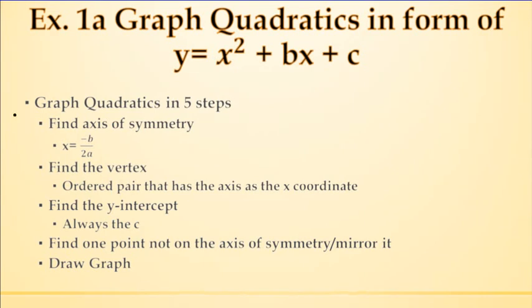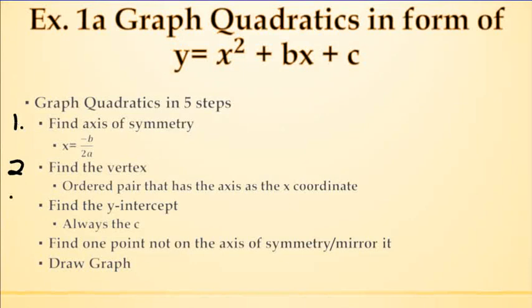Step 1 is to find the axis of symmetry. You can use the formula x equals negative b divided by 2a. The second step is to find the vertex. Use your axis to substitute in the equation for x to find your y. So your vertex is going to be an ordered pair.